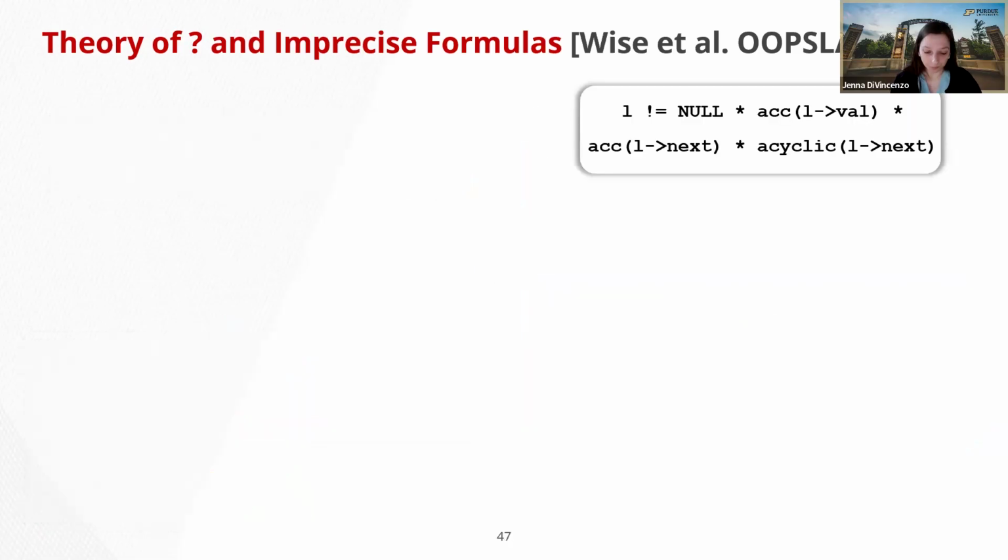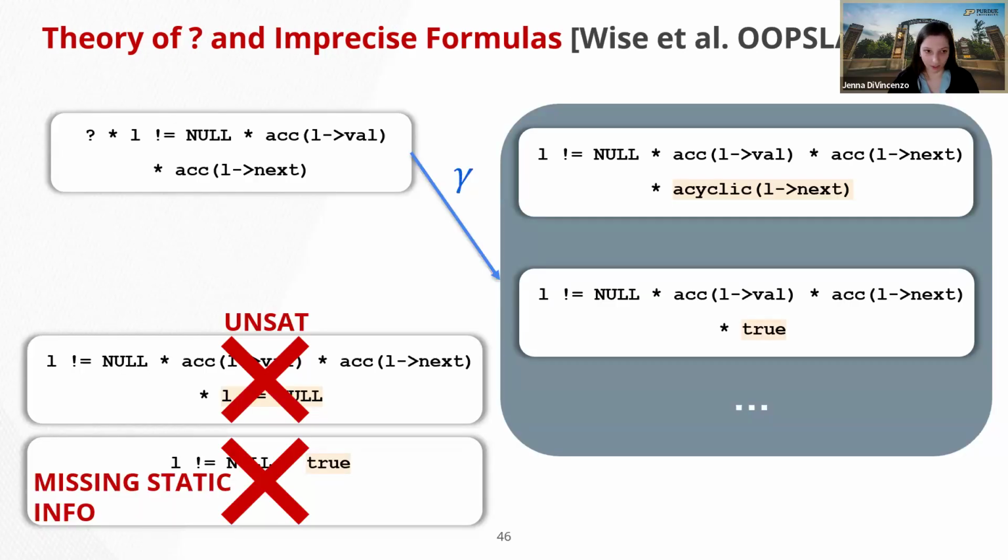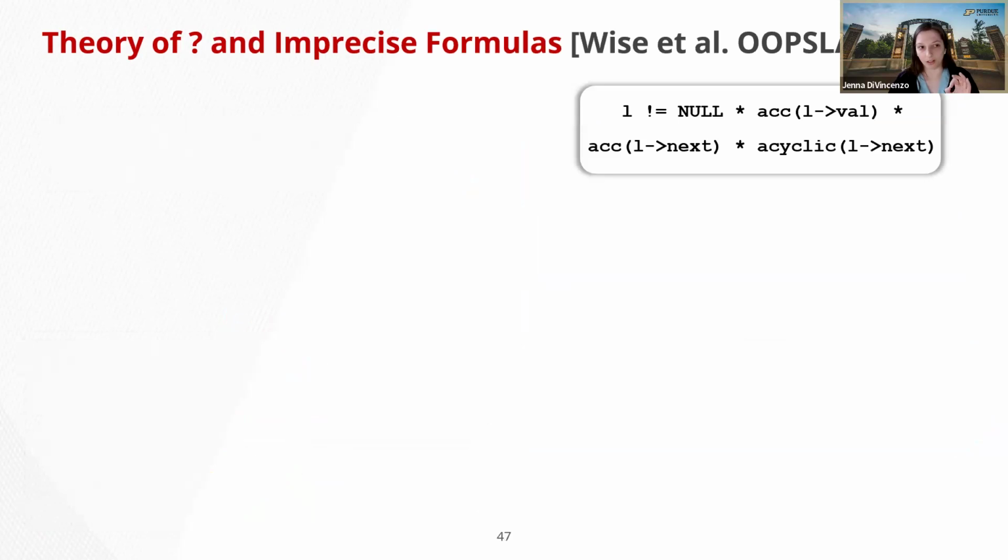Okay. Now, this definition or treatment of imprecise formulas is really important because we use it to then define implication, which is an important part of doing static verification. So now I'll show you how implication works with our new definition.